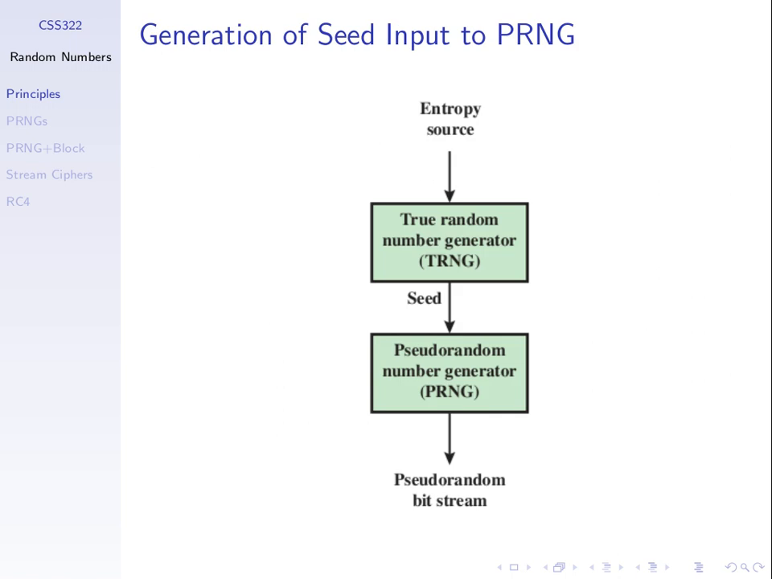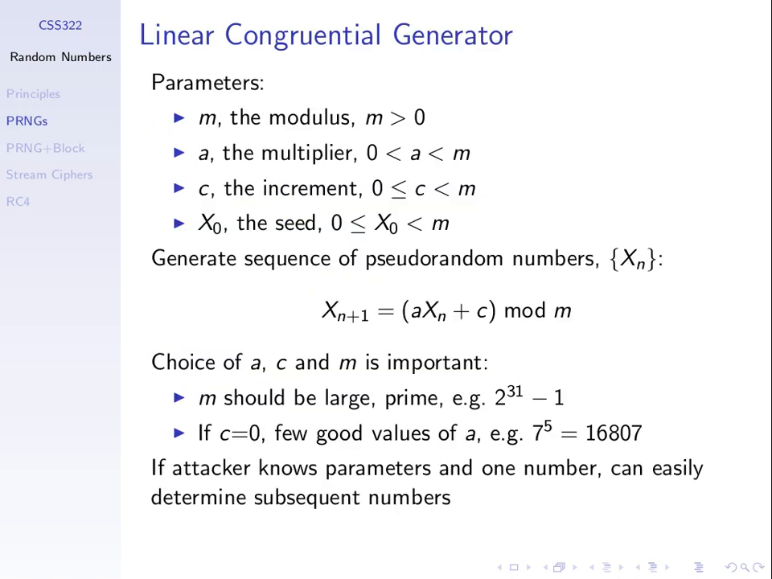Let's finish with one example of a pseudo-random number generator, a simple one. Linear congruential generator. It's hard to say. It's a simple algorithm that has some fixed parameters: some modulus m, which is positive, some multiplier a, which is less than m, some increment c, which is less than m, and the initial seed value x0. The algorithm is to take the current value of x, multiply by a, plus c, mod m, and you get the next value x. We continue applying that to get a stream of numbers.